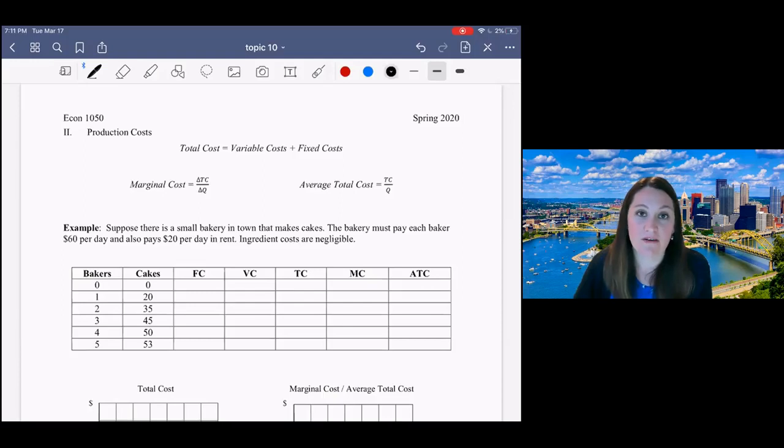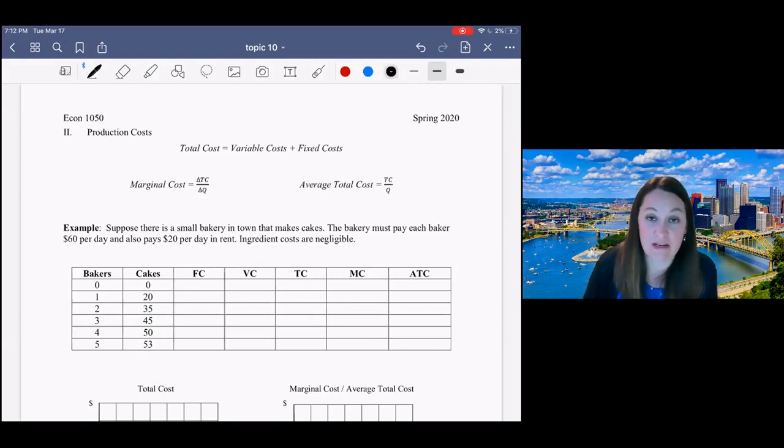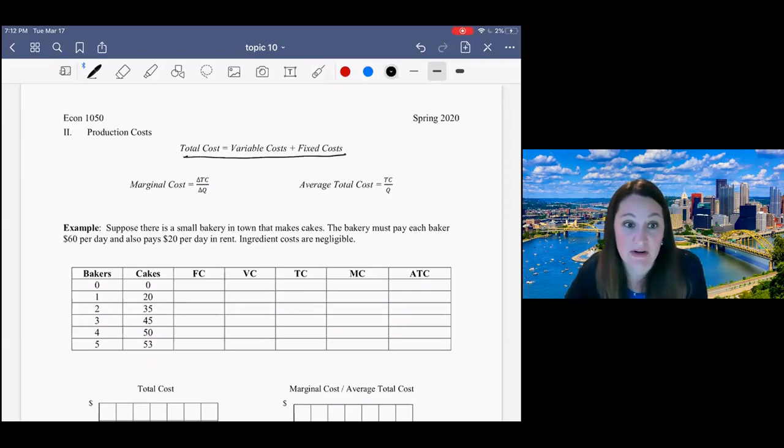In this video, we're going to focus on 3 different cost concepts: total cost, marginal cost, and average total cost. Total cost is basically just all of the costs associated with production added up. Remember last time we talked about fixed inputs and variable inputs. Total cost is just equal to fixed cost plus variable cost.